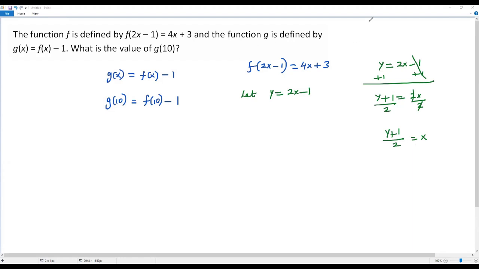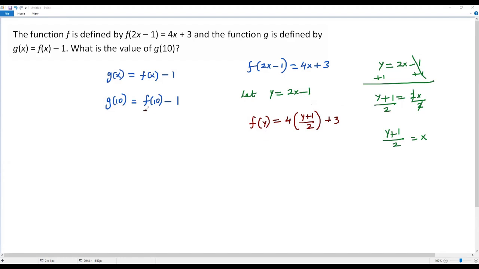Now let's take the function f over here. f of, replace this 2x minus 1 by y. Then we get f of y equals 4 times, and on the right side, replace this x by this expression for x, (y plus 1) over 2. And we can write this plus 3 as it is. Now I got the function f in terms of the new variable y, and the function is in regular form because here we have a single variable inside the parenthesis.